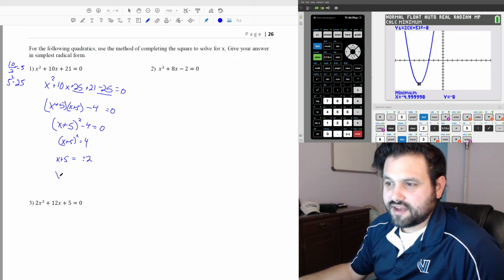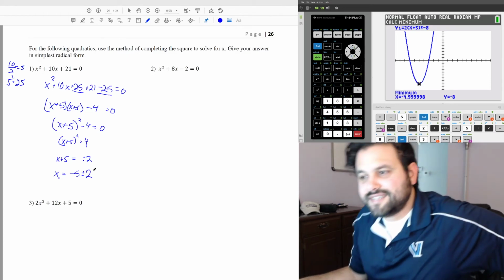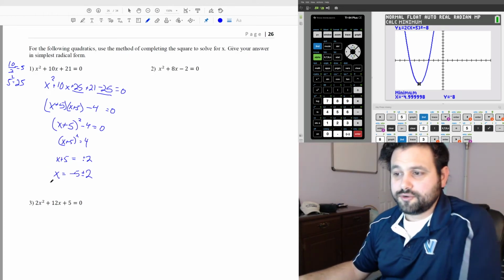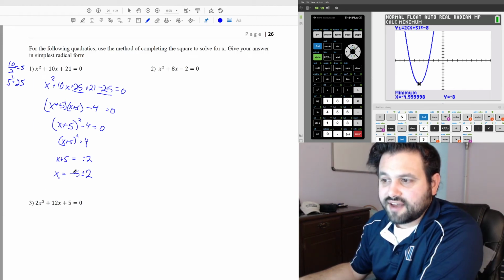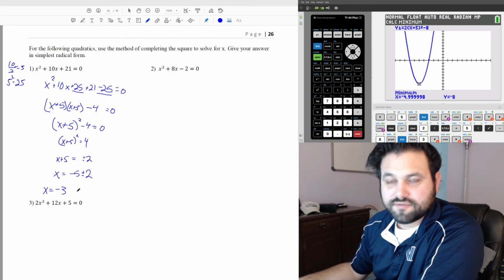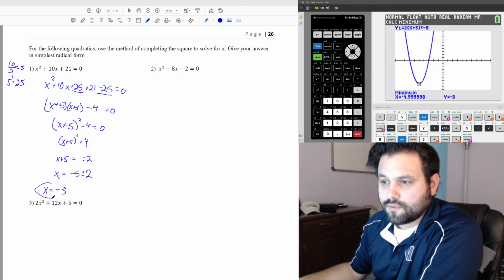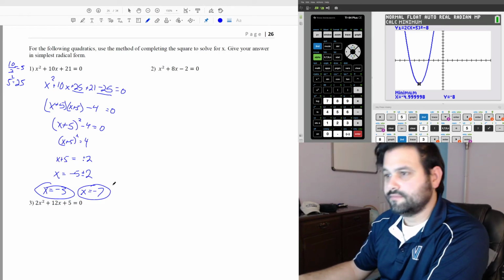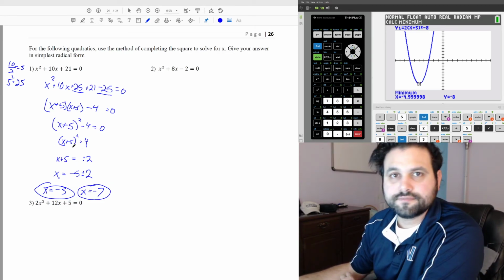Now we subtract 5. And this is what we get. We get x equals negative 5 plus and minus 2. Of course, we can go ahead and give our two answers. So what is negative 5 plus 2? That would be negative 3. What is negative 5 minus 2? That would be negative 7. And there we go. We're done. We've solved that equation. Okay?